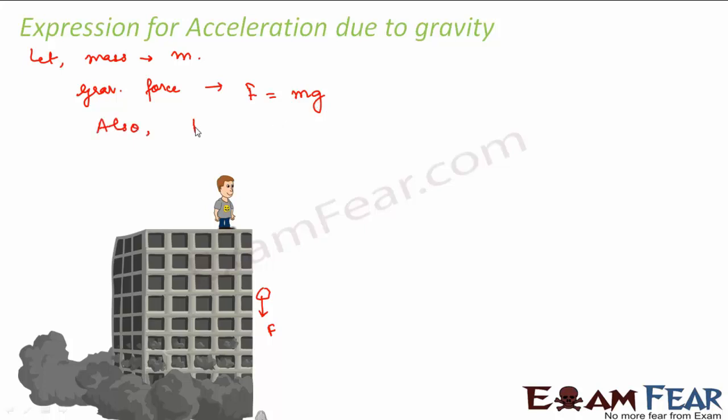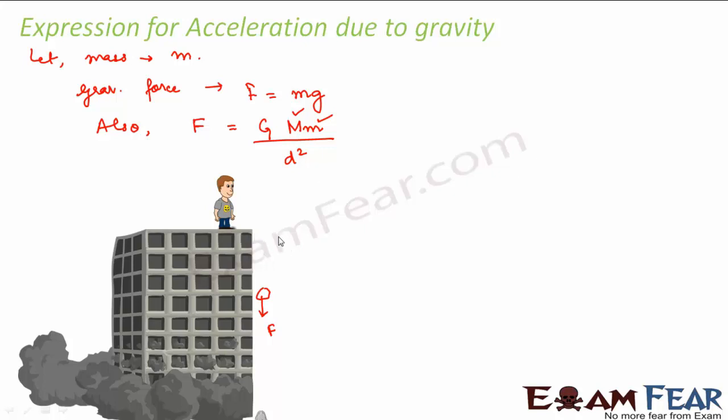Also, we know that the force of attraction between any two objects is given by the universal law of gravitation. So what are the two objects in this case? One object is the stone and the other object is the earth. So there is a force of attraction between the stone and the earth, and the expression is given by G into capital M into small m divided by d square, where capital M is the mass of the earth, small m is the mass of the stone, and d is the distance between the stone and the earth.